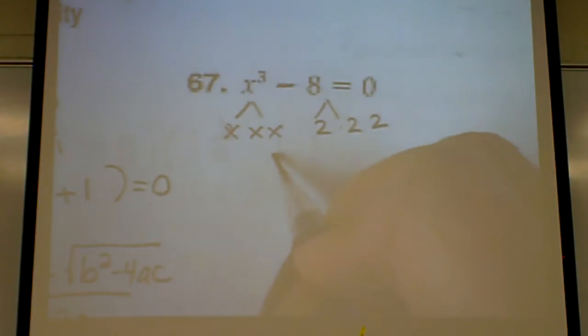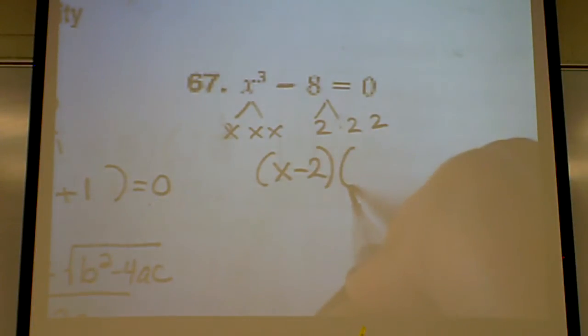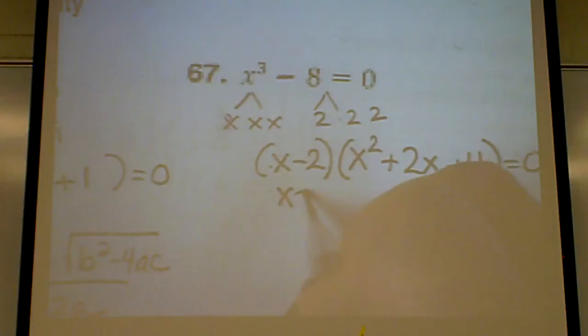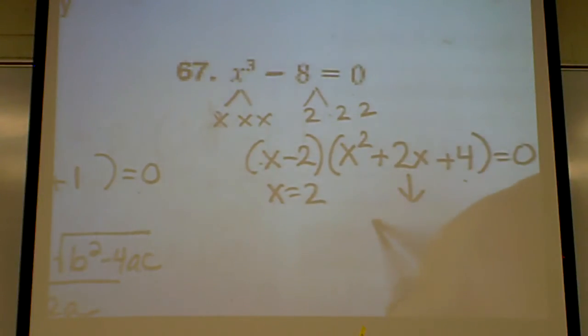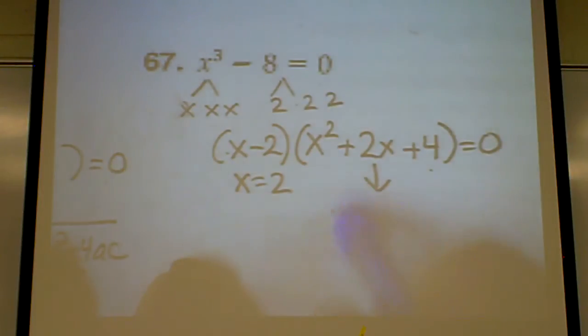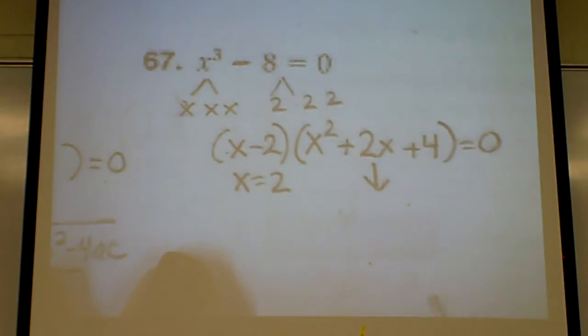So for this one, how do you factor this one? It's going to be x minus 2. So one of your zeros is 2. And then the other one, you do x squared plus 2x plus 4. So one of your zeros is 2, and then for this one you could do the quadratic formula. Actually, you could complete the square. Probably completing the square might be easier here.